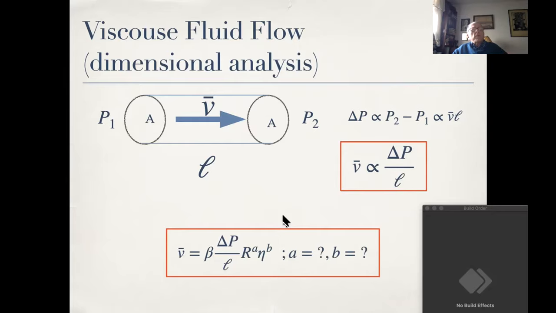But what we do not know is whether this average velocity should be proportional to the radius squared, the radius to the power 5. Well, we don't know that power. Similarly, we don't know the relation with the viscosity coefficient. So let's guess that the velocity inside will be proportional to delta P over L, which is obvious, and then the radius of the pipe to the power A, and the viscosity coefficient to the power B. And we have no knowledge of A and B. And it turns out that we can guess exactly what that can be.